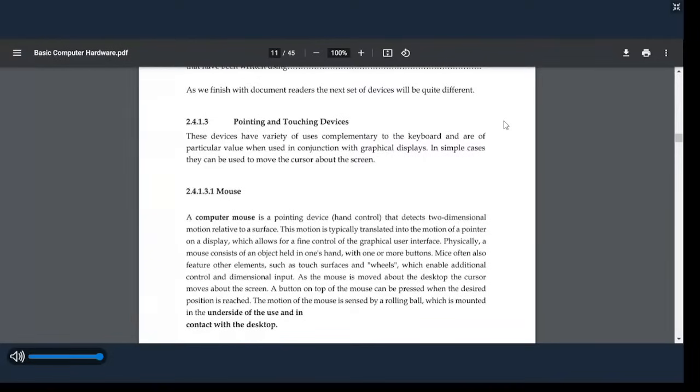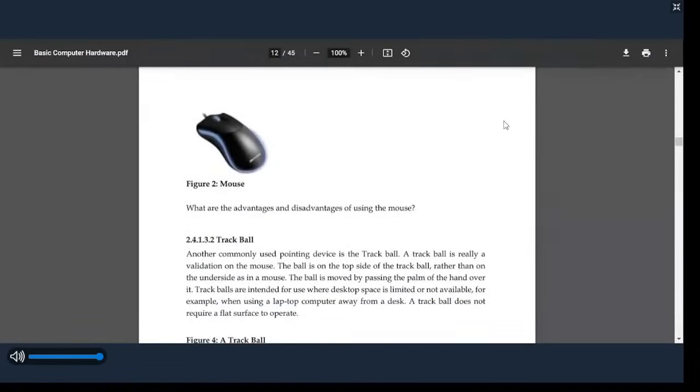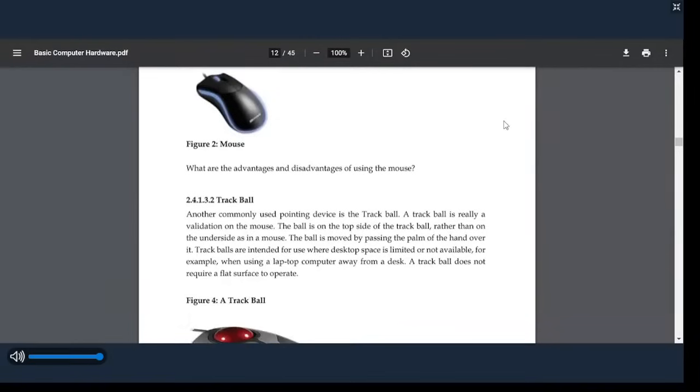So the mouse looks like this. I think it's here. This is a mouse. Then you find out what the advantages and disadvantages of a mouse are.